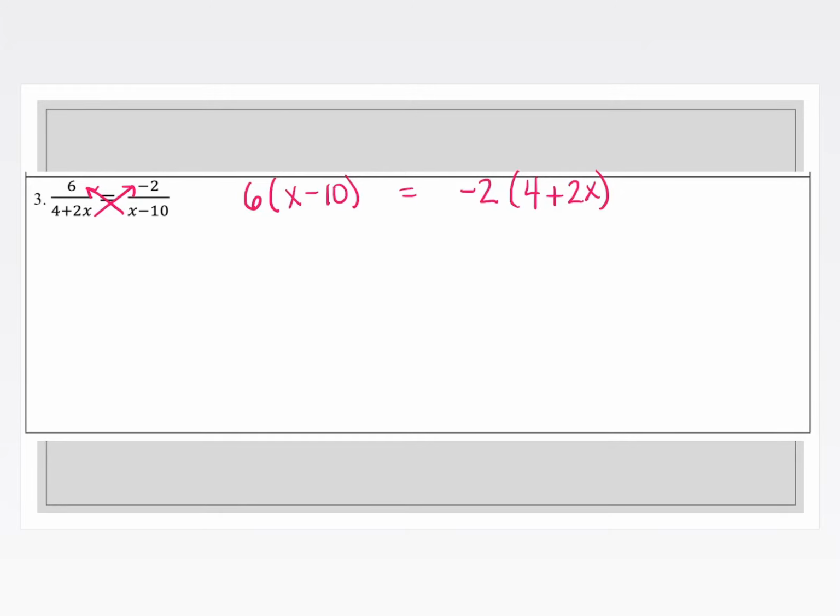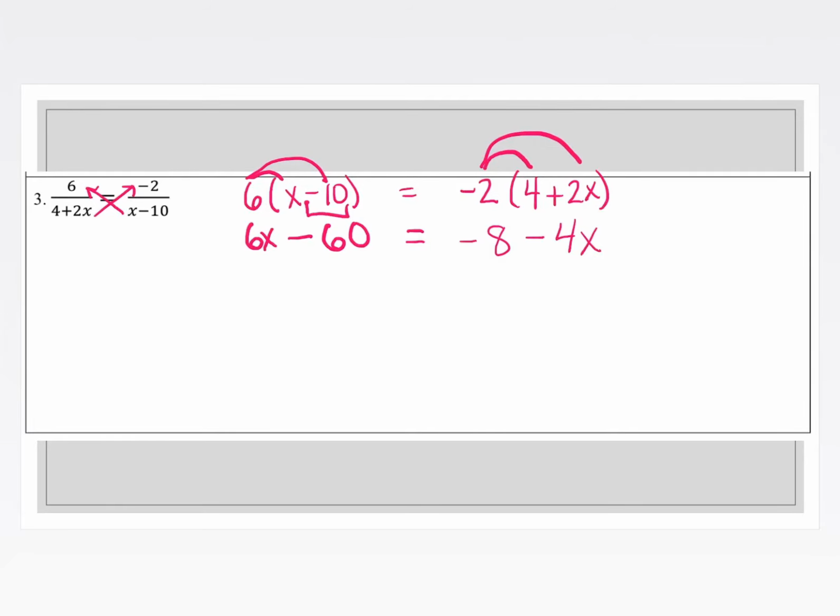So let's go back to 6 times x minus 10 equals negative 2 times 4 plus 2x. I'm going to apply the distributive property. So we have 6 times x, which gives us 6x, and 6 times a negative 10, remember that negative sign is associated with the 10, gives us negative 60. On the right-hand side, we have negative 2 times 4, which gives us negative 8, and negative 2 times 2x gives us a negative 4x.